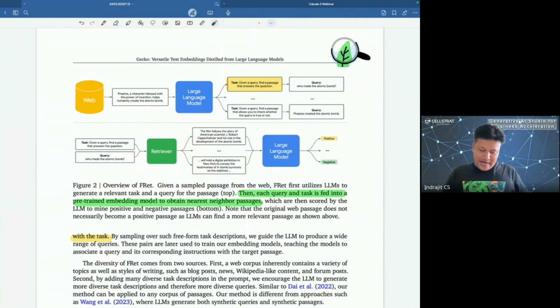Anyway, with that task, by sampling over such free-form task descriptions, we guide the LLM to produce a wide range of pairs. And these pairs are later used to train embedding models, teaching the model to associate a query and corresponding instruction with the target passage. Make sense?